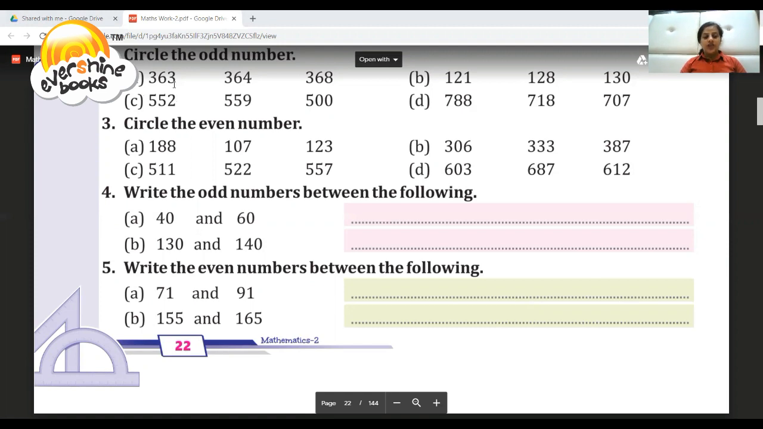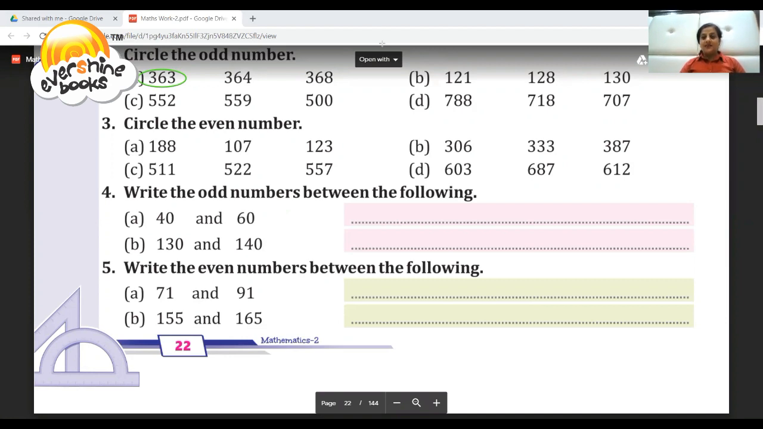So we are going to check one's place only. 3, 6, 3: 3 is our odd number. We got it, and we are going to make a circle here. 363 is the odd number. 4 is there, it means it is an even number. 8 is there, it means it is an even number. So we got our answer.